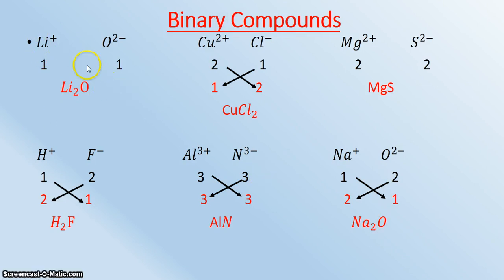So the same trend. Lithium and oxygen. So I think there's a mistake here. Oxygen should be 2, so we can't cancel, so we cross, so that lithium has the 2, oxygen has the 1. So if you follow the trend, once again, you come across aluminium and nitrogen, 3 and 3. They cancel. That's why we don't put any number anywhere for them.